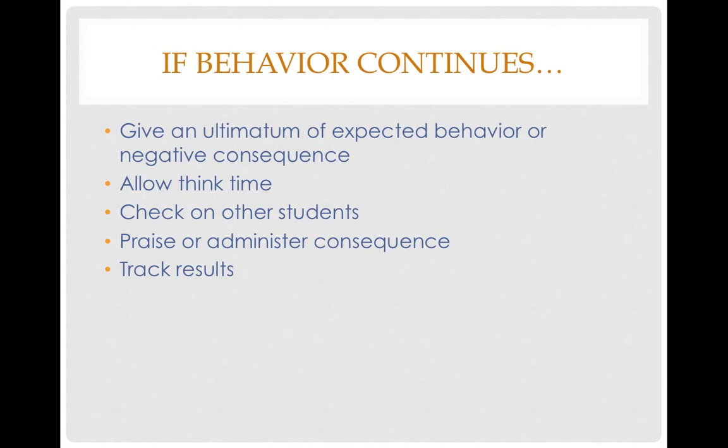If the behavior continues and a comprehensive classroom management plan has not worked for the child, give an ultimatum of the expected behavior or negative consequence. Allow the student to have some think time and check on other students. If the student does the expected behavior, of course, praise the child. And if they have chosen the negative consequence, then it is very important that you follow through and administer that consequence. Over time, track results of the student's behavior to determine what progress has been made and to reconsider strategies.